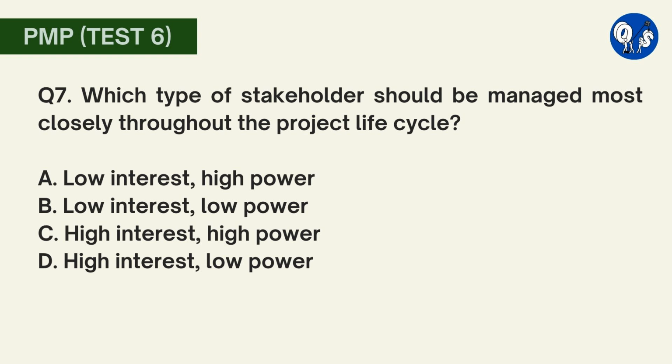Question number 7. Which type of stakeholder should be managed most closely throughout the project life cycle? A. Low interest, high power. B. Low interest, low power. C. High interest, high power. D. High interest, low power. Here option C is correct. Stakeholders with high interest in the project and who possess high power to impact the project must be managed most closely to ensure that they are engaged and satisfied. All other combinations of interest and power have less impact and do not need to be managed as closely.